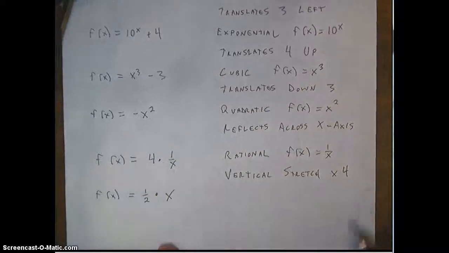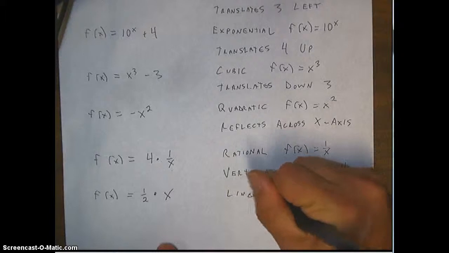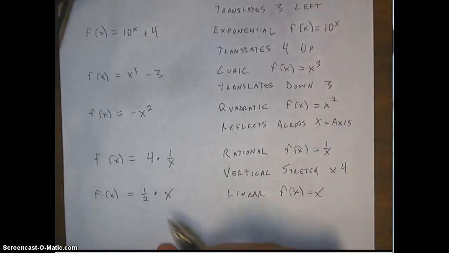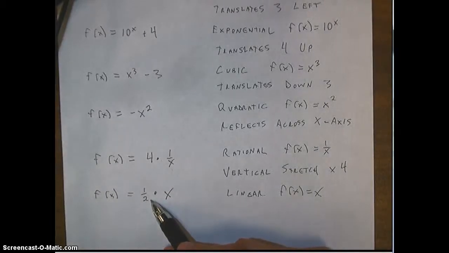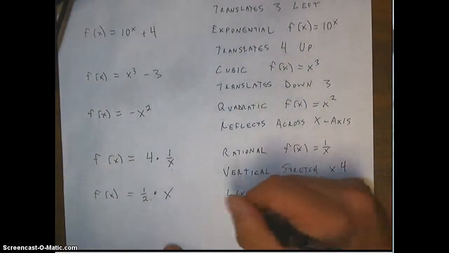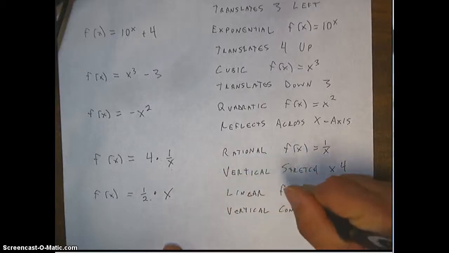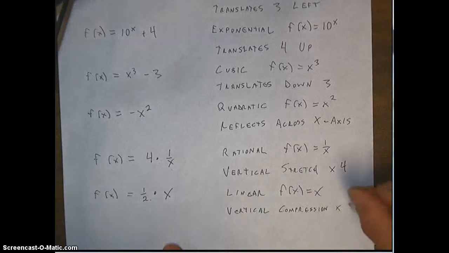What kind of function is that? It's just an x. So that's a linear function, which is f of x equals x. So the effect of multiplying by 1/2, well, it's still vertical, but this time it's compression because the number is between 0 and 1. When it's between 0 and 1, that's a compression. So we're going to say that's a vertical compression by a factor of 1/2.